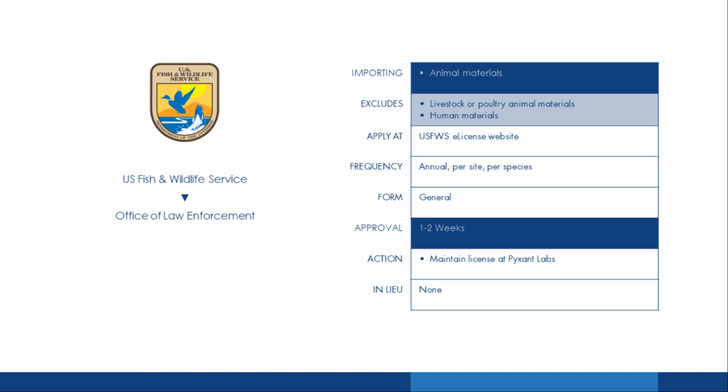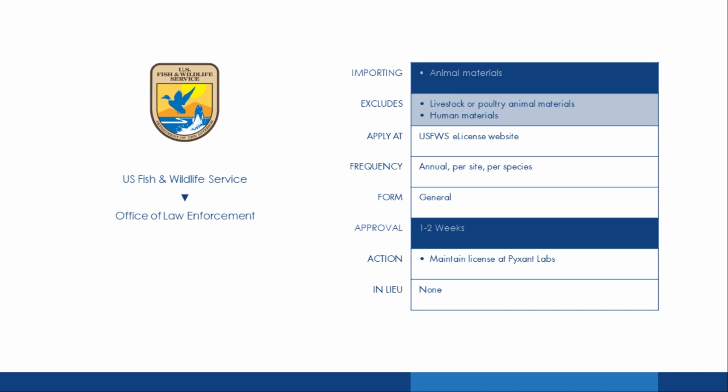So the next thing we've got to talk about is how long it takes to get these licenses approved. These are conservative estimates. The first estimate here for the U.S. Fish and Wildlife Service is 1 to 2 weeks for a license. But again, these are annual licenses and we renew them, so it's not really difficult to obtain this license. Once we obtain it, we just maintain a copy of it here at Pixent Labs. We don't need to provide the exporters with a copy of it for customs. It's something we just simply need to have in our records.